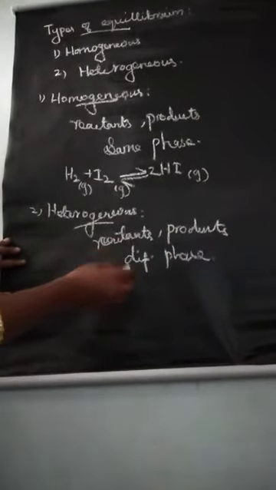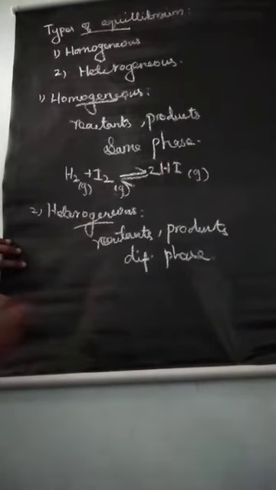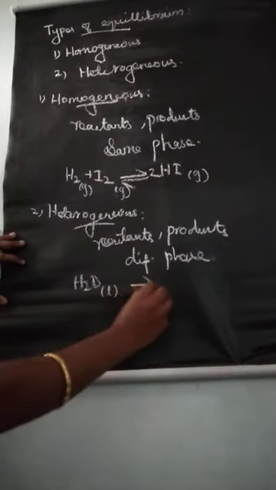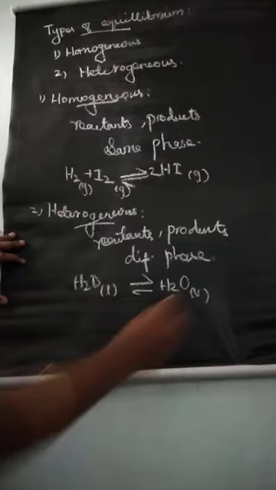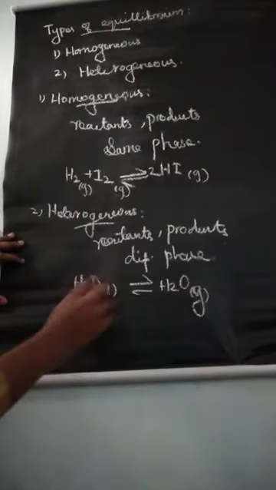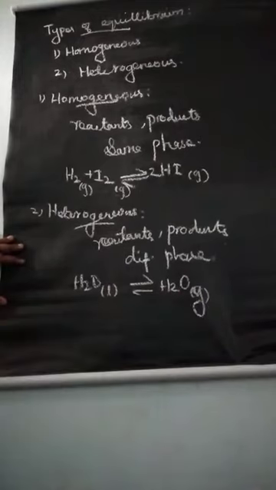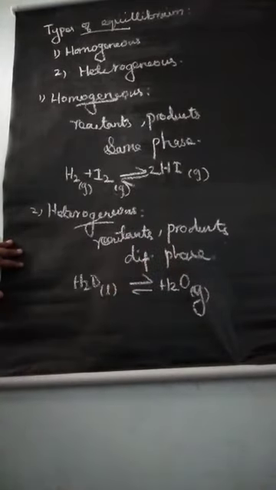Both the reactants and products are in different phases. Here we can see one simple example. Water molecule liquid is converted to water molecule vapor. Here the reactant is in the liquid phase and the product is in the gas phase. So reactants and products are in different phases.